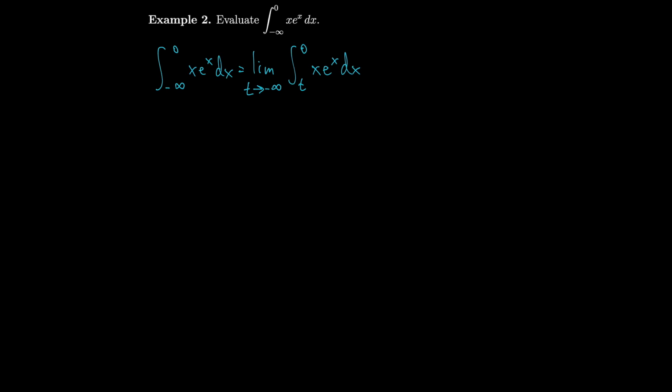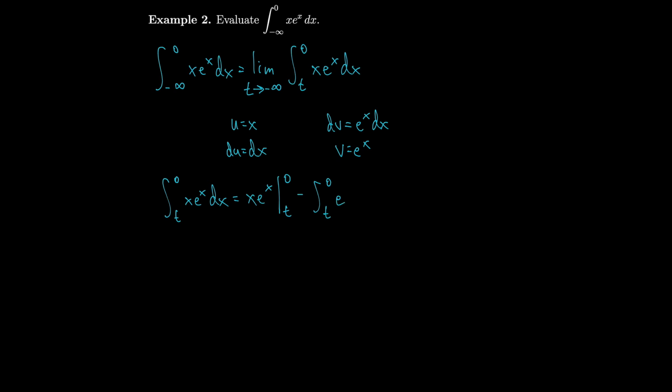So x e to the x, that's a product. It looks like a prime candidate for integration by parts. So we'll let u equal x, then dv is equal to e to the x dx. That means that du is equal to dx, and v is equal to e to the x. So our integral from t to 0 of x e to the x dx becomes x e to the x, u times v, evaluated from t to 0, minus the integral from t to 0 of e to the x dx, uv minus v du.